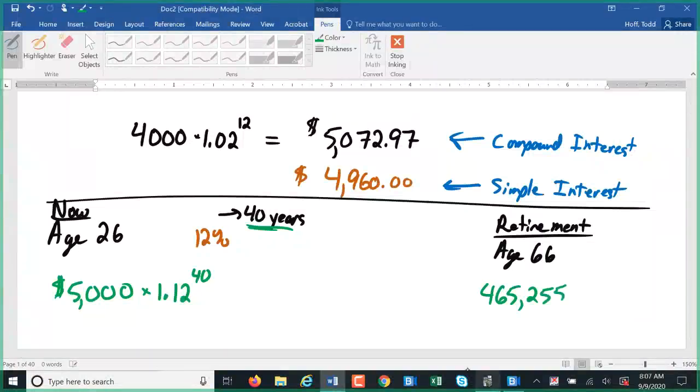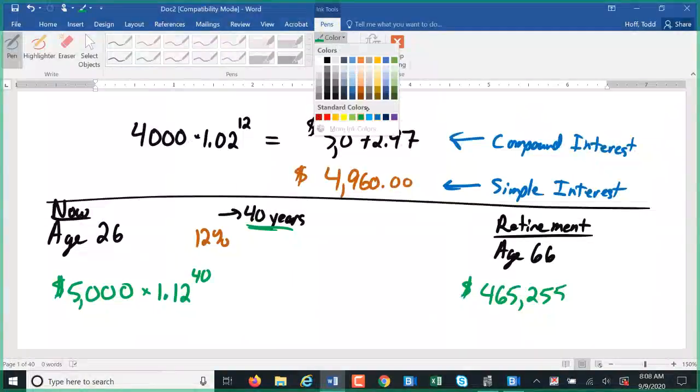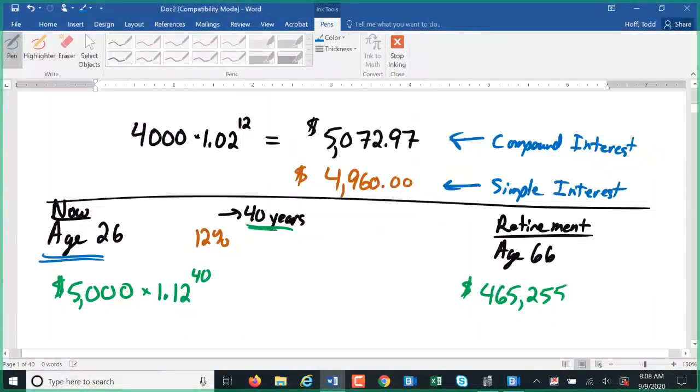We're just going to round it to $255. $465,000 40 years from now, just by investing one $5,000 amount now. So that was at age 26.